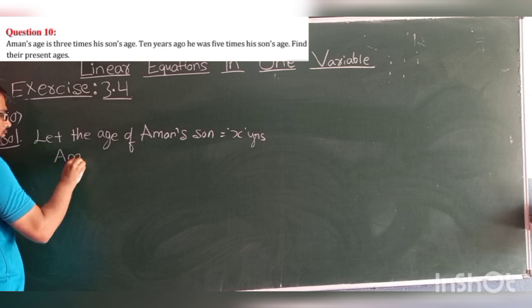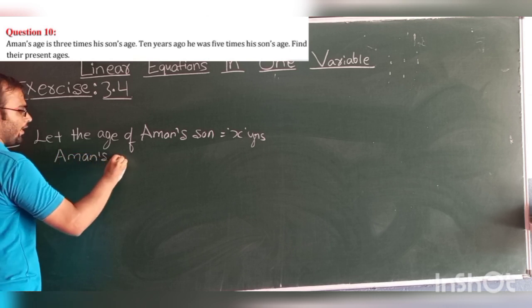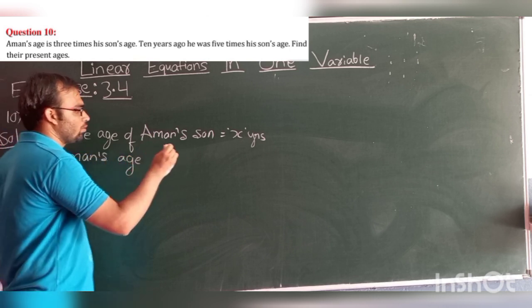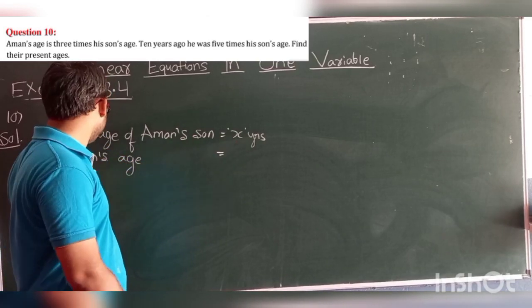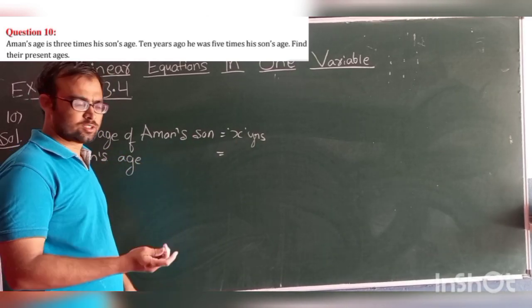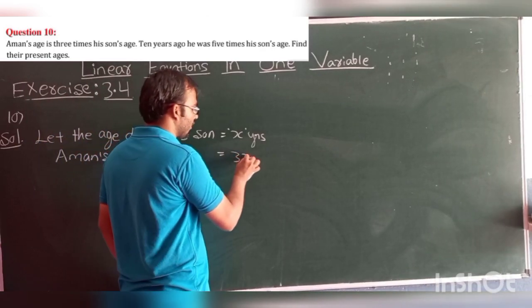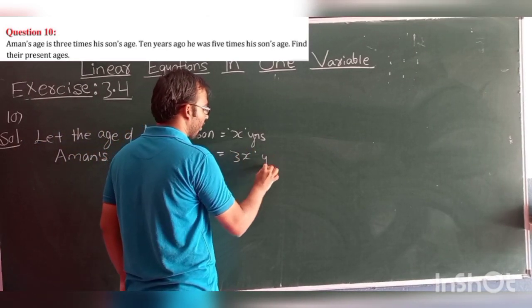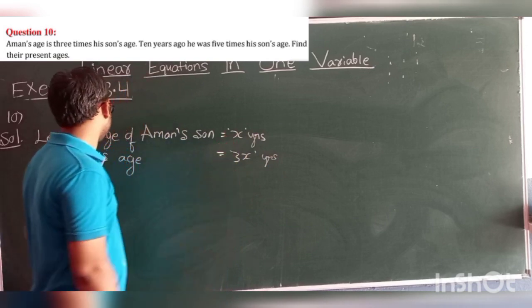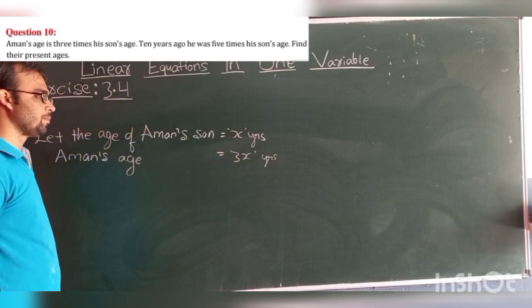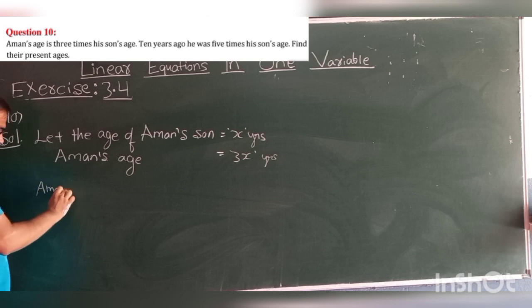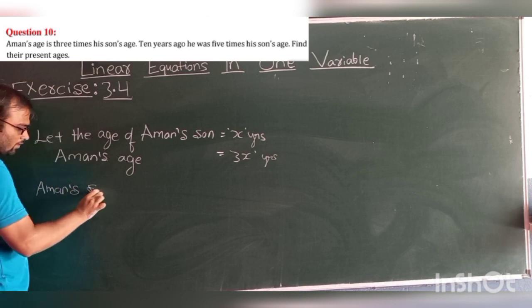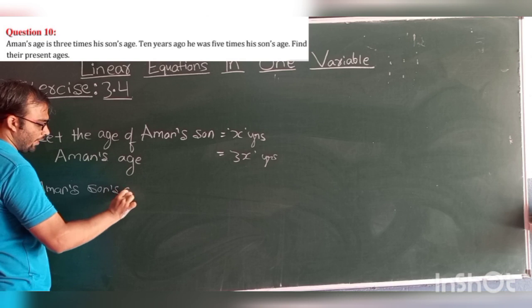Aman's age equals, if the age of Aman's son is x years, then what will be the age of Aman? 3x, no, because 3 times, that is 3x years. Okay, so here 3x is what? 3x is Aman's age. Aman's son's age.